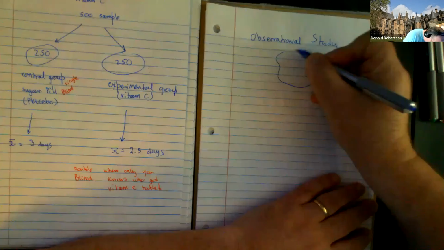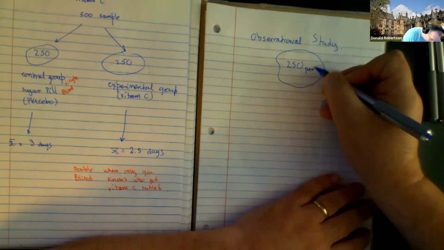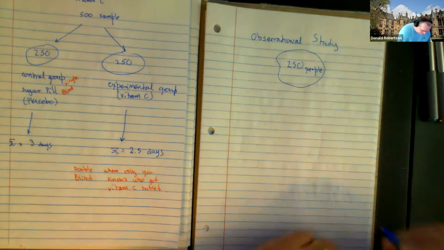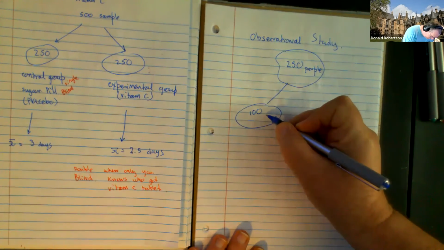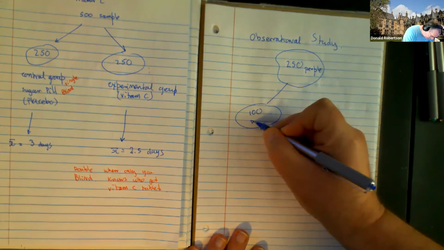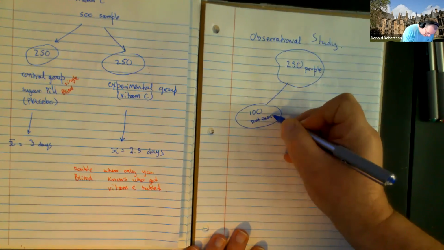Now, in an observational study, you have no control over what the people in your sample do. So you might get a random sample, say 250 people. And once you've got that random sample, you find out that 100 of them don't exercise much or none.